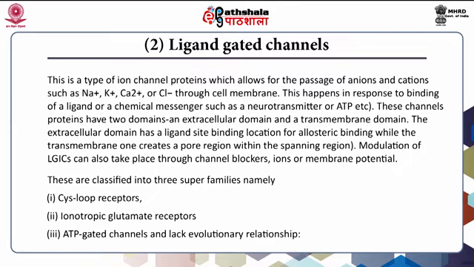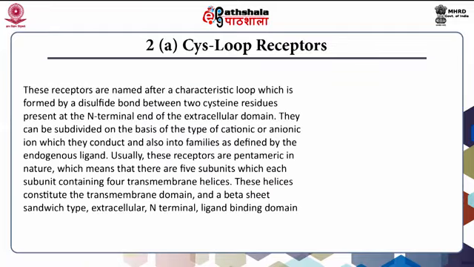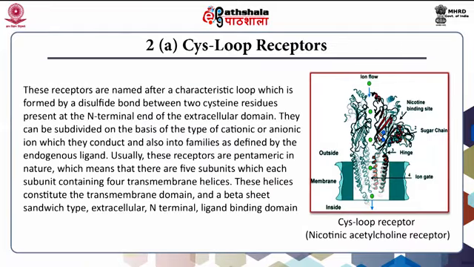Let's discuss them briefly. These receptors are named after a characteristic loop which is formed by a disulfide bond between two cysteine residues present at the N-terminal end of the extracellular domain. They can be subdivided on the basis of the type of cationic or anionic ion which they conduct, and also into families as defined by the endogenous ligand. Usually, these receptors are pentameric in nature, which means there are 5 subunits, with each subunit containing 4 transmembrane helices.